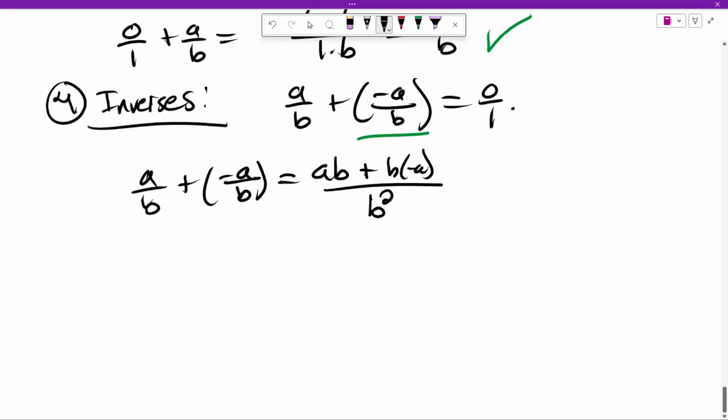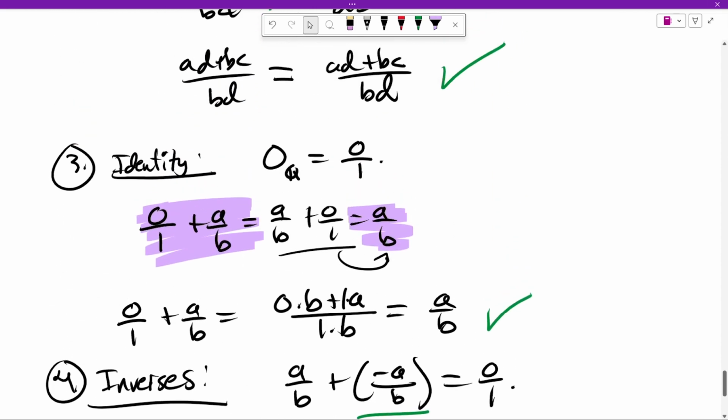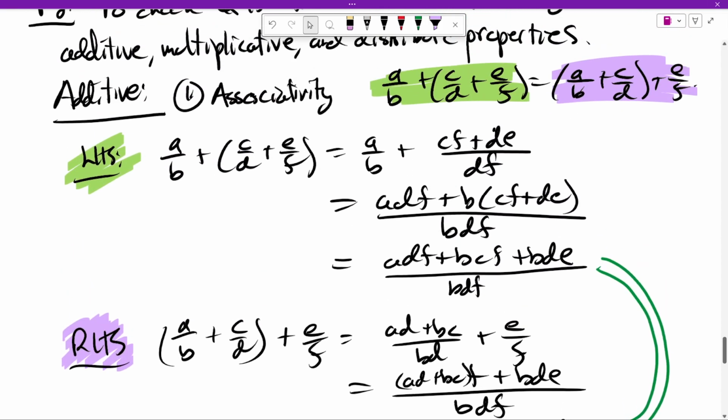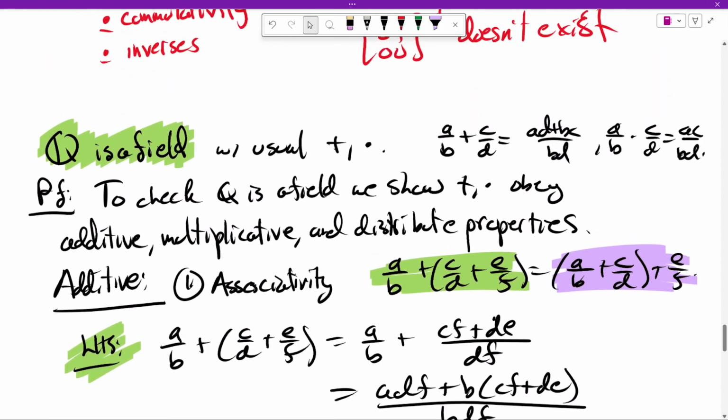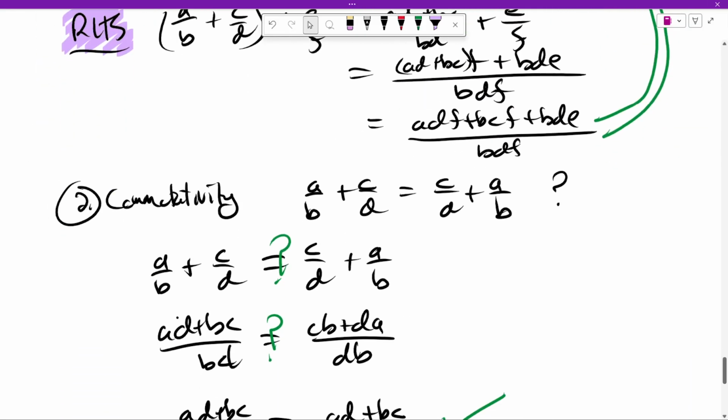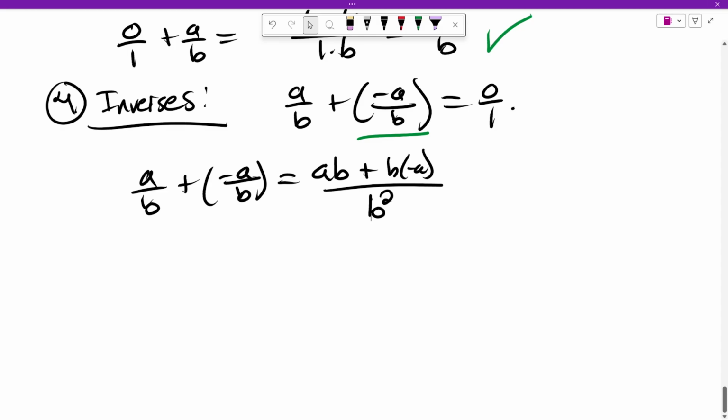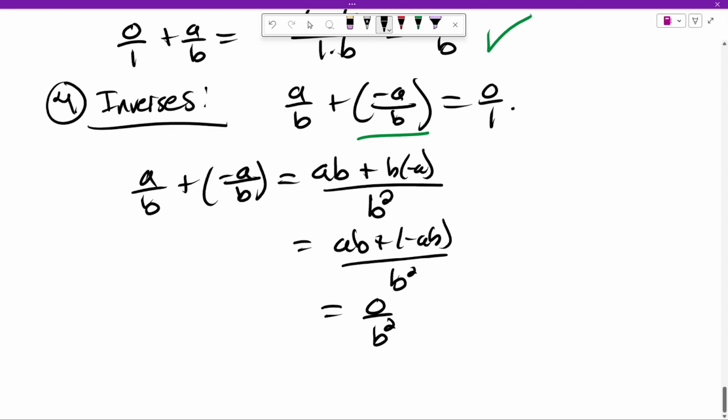In this case, there's a b in both terms, so we could have just added the numerators, but notice that if we just added the numerators, that is not the rule. The rule for addition is this. So if this is our rule, then that's the rule we have to abide by. So I've written out exactly the rule. And so this is ab plus negative ab over b squared, but negative ab is the additive inverse of ab, so that's 0 over b squared.